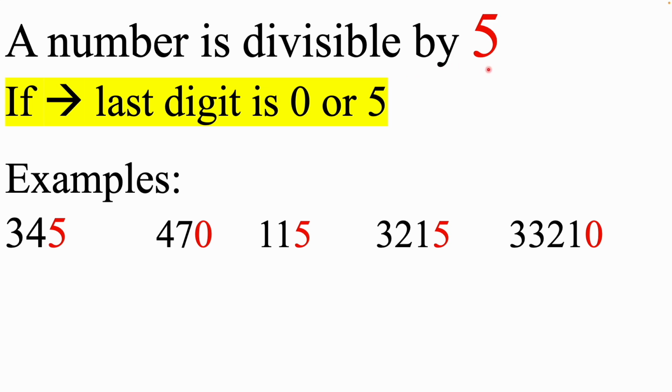This one is kind of easy. A number is divisible by 5 if the last digit is 0 or 5. So for example, 345, the last digit is 5. This number, the last digit is 0. This is 5, another 5, and another 0. So these are all divisible by 5.